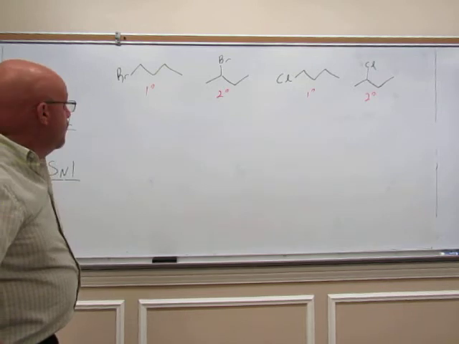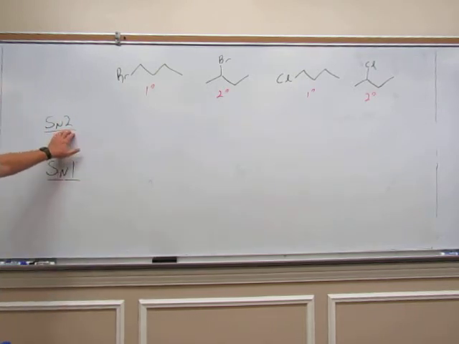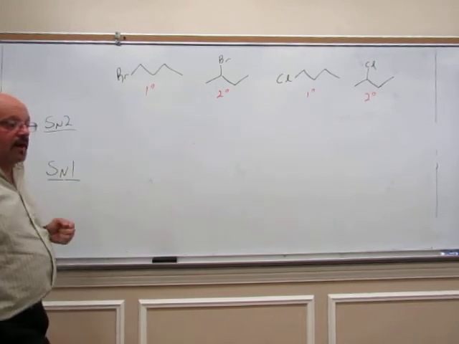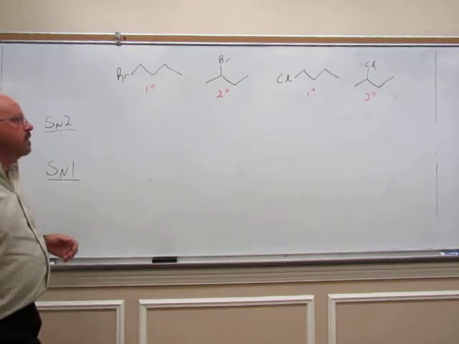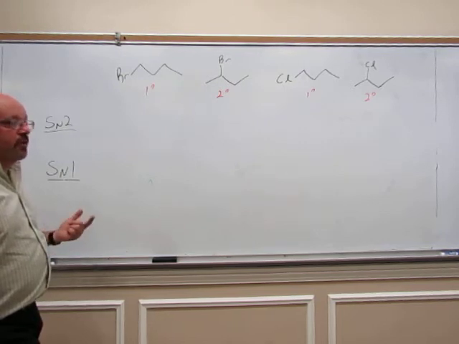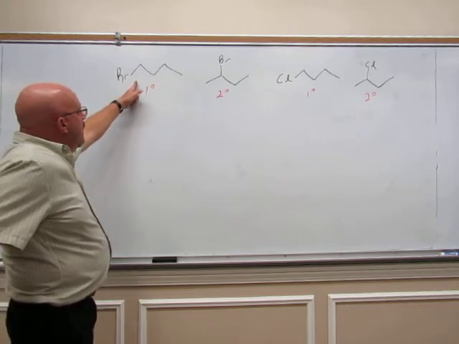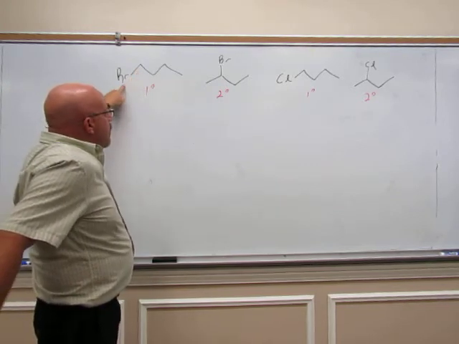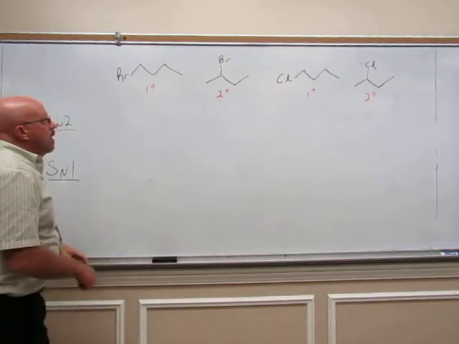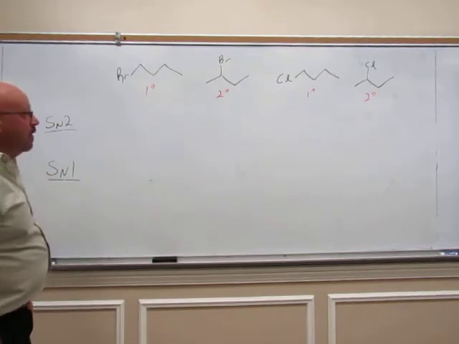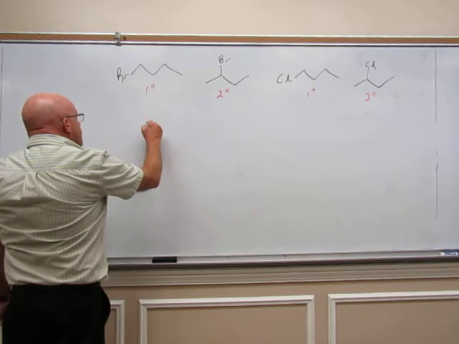Now, for the SN2, methyl halides react the fastest, then primary, then secondary, and tertiary does not do SN2. So, primary should go first. We have primary with a bromo group as the leaving group. We got primary with a chloro as a leaving group. Bromo is a better leaving group than the chloro group. This should go first.